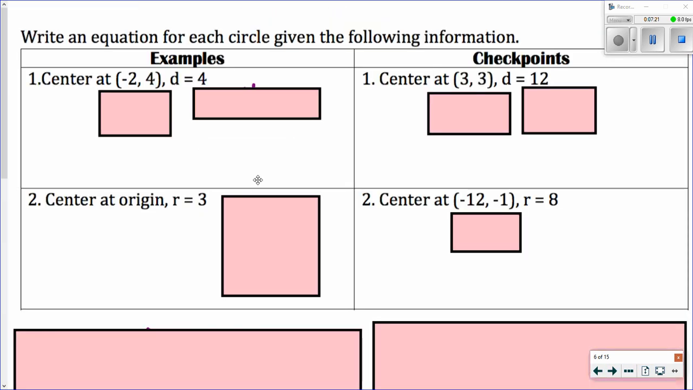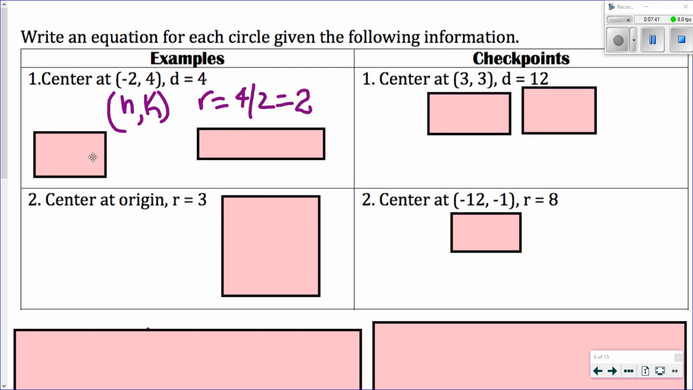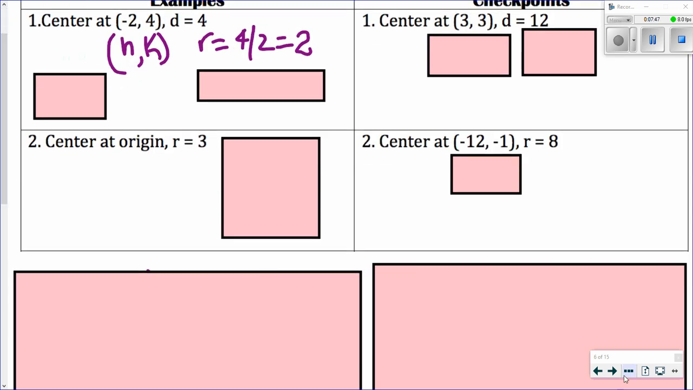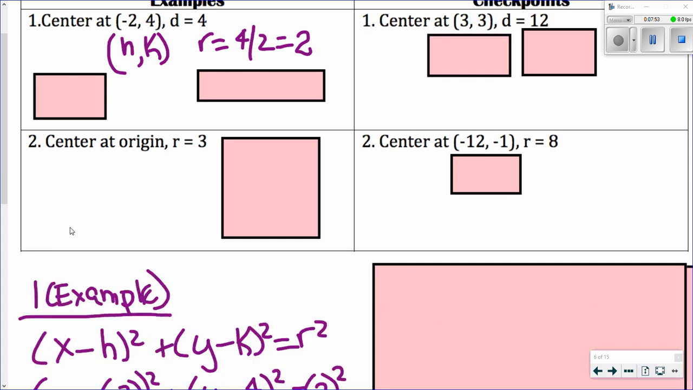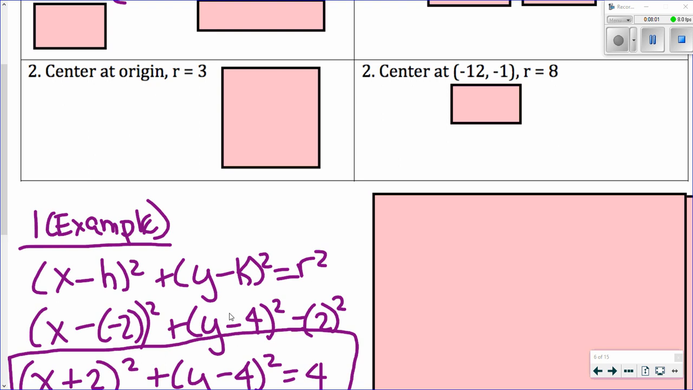All right, so we're going to write an equation for each circle with the given information. So we have a center, which is negative 2, 4. The center can also be written as h, k, and they gave us the diameter, which is 4. In order to find the radius, you do half of the diameter, which gives us 2. So we have those 2, and now we can use them in the formula. So we have our formula written there, and we plug in our information.